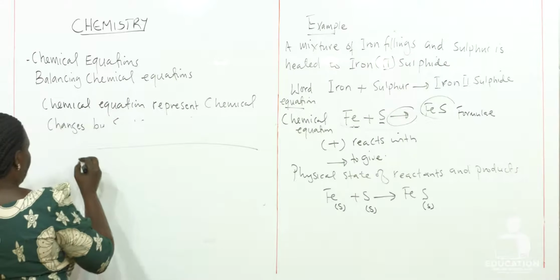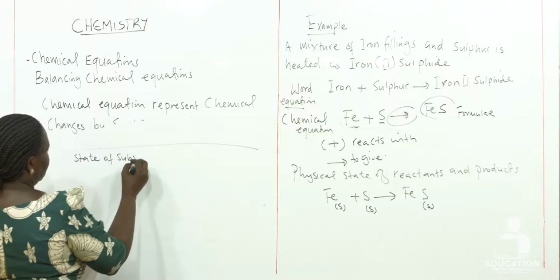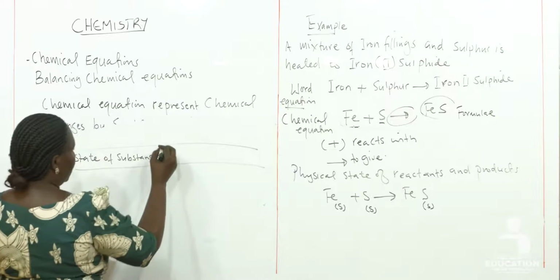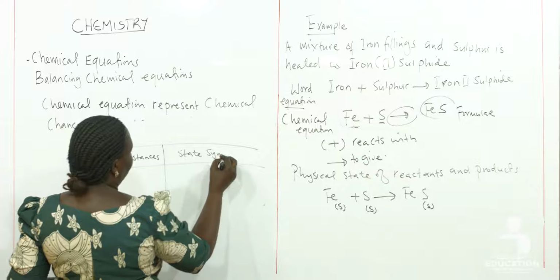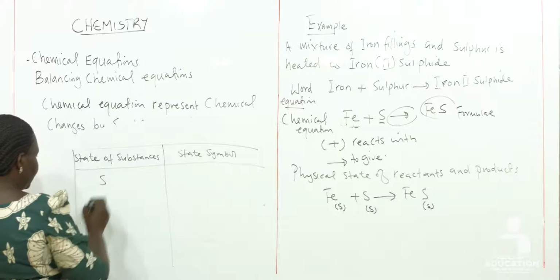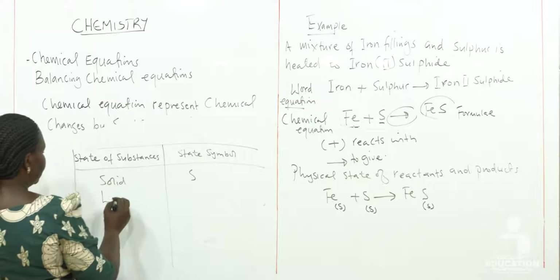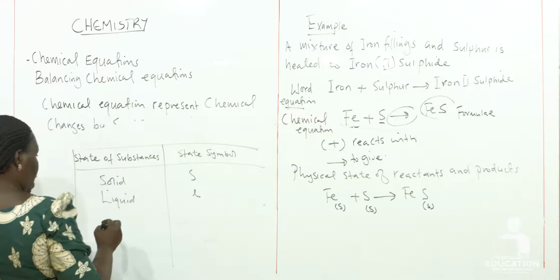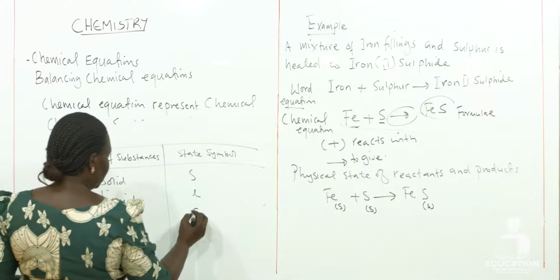We have state of substances, and then we have the state symbol. For solid state, the symbol is S. For liquid, the symbol is small letter L. And then for gas, the state symbol is G.